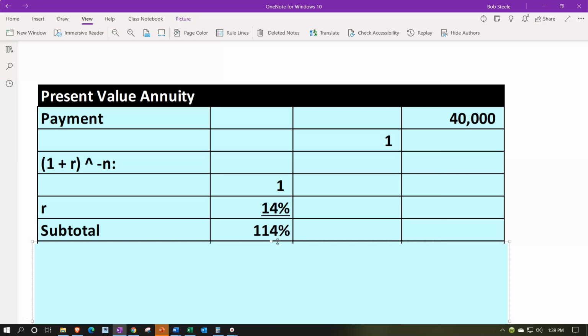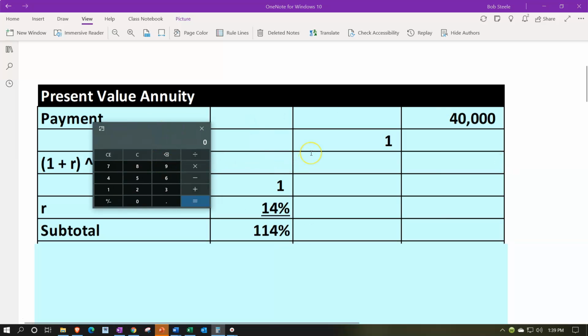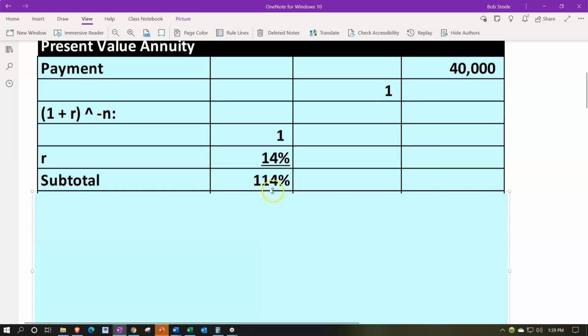And if we add them up, then 1 plus 14%, I'm going to pull up the trusty calculator. Be careful of the decimals and percentages. So 1 we could represent as just 1 plus 0.14 would be 1.14 or 114%, whichever way we want to present that.